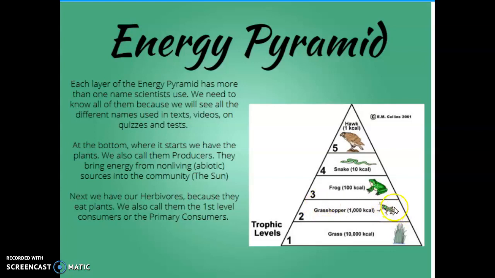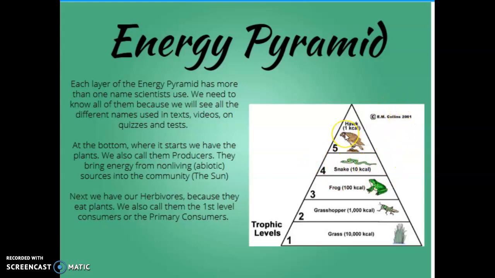That has moved up to my first level consumer or primary consumer. And this grasshopper is eaten by a secondary consumer, so it's the second thing to eat. Secondary consumer, the frog. The third level is a little tough. It's called tertiary, but it does start with a T, so that helps me remember that. And that is my third level consumer.